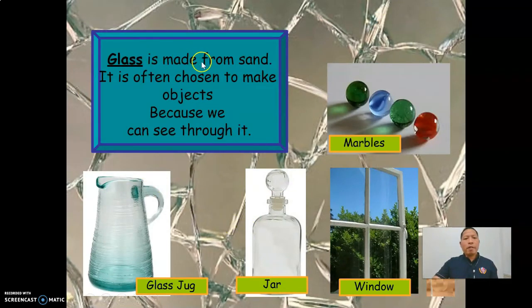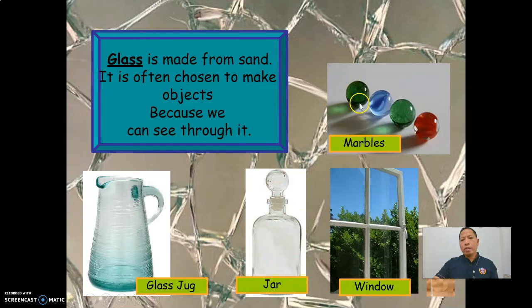Glass is made from sand. It is often chosen to make objects because we can see through it. So in this object, we can see from here to the other side. Example, this is a marble.